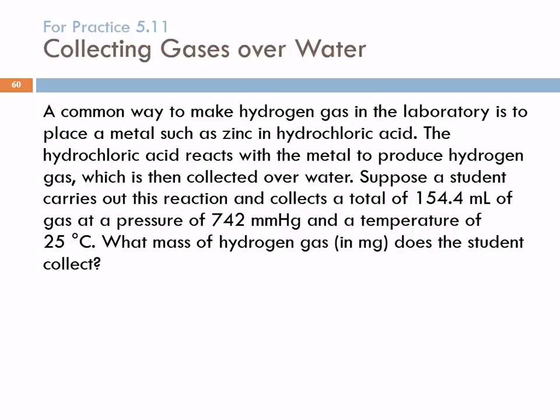Here's another example. A common way to make hydrogen gas in the laboratory is to place a metal such as zinc in hydrochloric acid. That's what that illustration was of. The hydrochloric acid reacts with the metal to produce hydrogen gas, which is then collected over water. That's the whole backstory. Suppose a student carries out this reaction and collects a total of 154.4 milliliters of gas at a pressure of 742 millimeters of mercury and a temperature of 25 degrees Celsius. What mass of hydrogen gas in milligrams does the student collect?